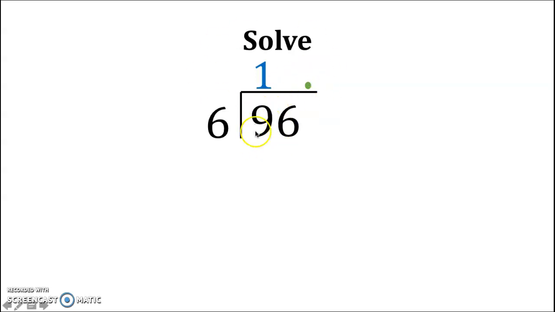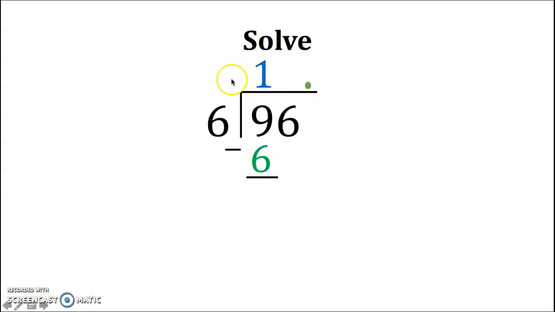I'm thinking in my mind, how many groups of 6 can I take away from 9? Now I know that 2 groups of 6 would equal 12. 12 is too much. You can't subtract 12 from 9 unless you want to get a negative number, which we're not going to go into today. So I know that 2 groups is too much, so I'm going to go back one. 1 group is the perfect amount. So we divided. We've got 1 group of 6.